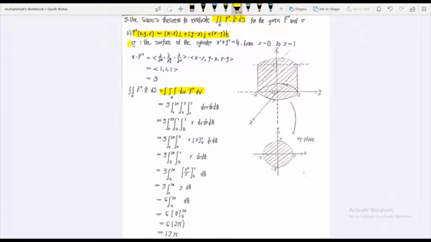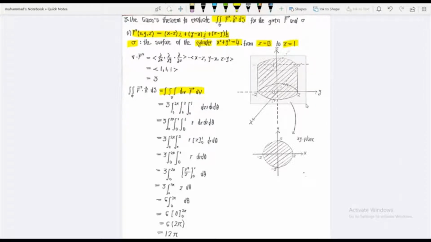And sigma is the surface of the cylinder x squared plus y squared equal to 4 from z equal to 0 to z equal to 1. First, we need to sketch the cylinder. I already sketched the cylinder. This is the cylinder with radius 2 and z from 0 to 1.